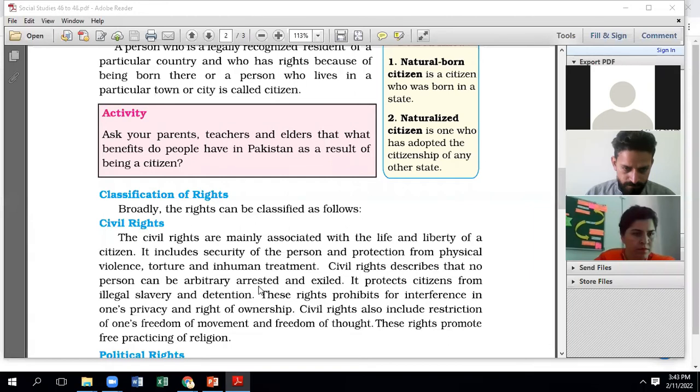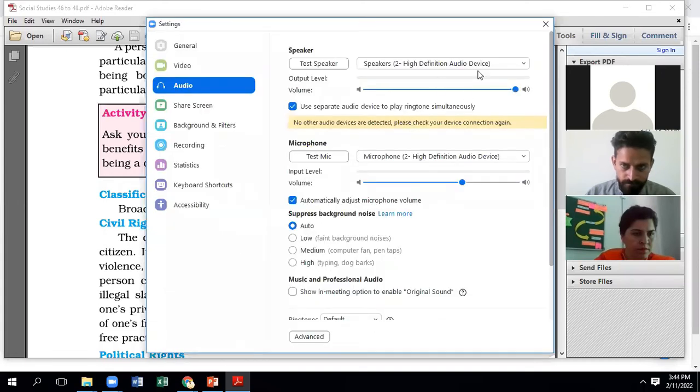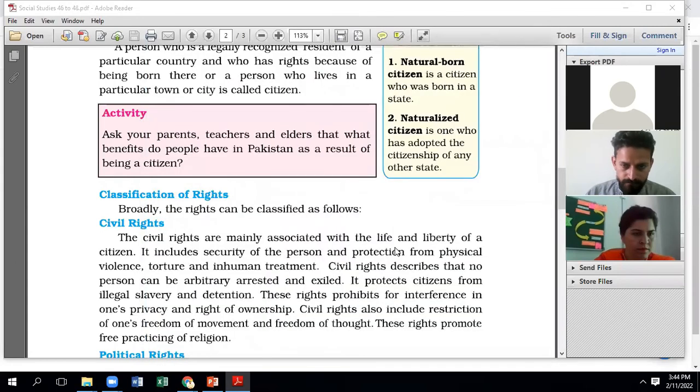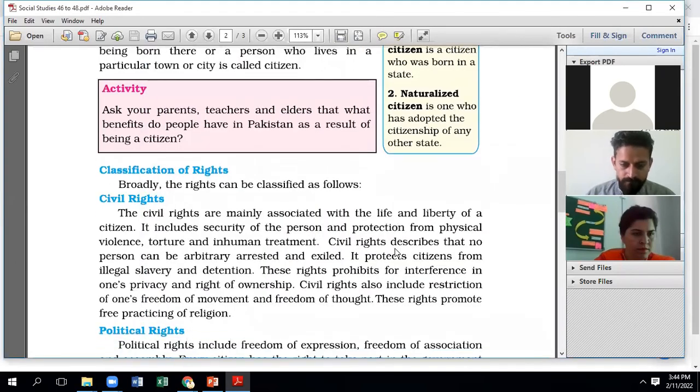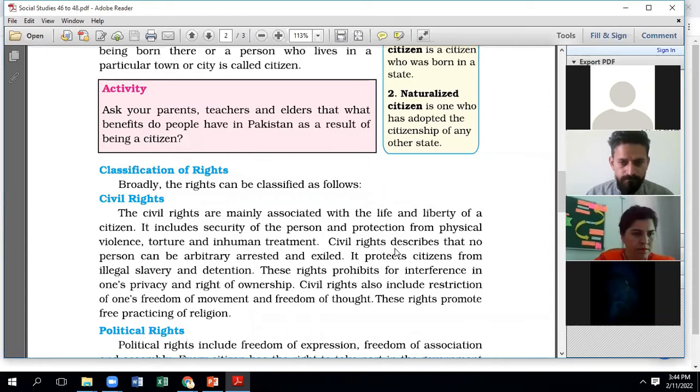Civil rights describe that no person can be arbitrarily arrested and exiled. It protects citizens from illegal slavery and detention. These rights prohibit interference in one's privacy and rights of ownership. Civil rights also include a restriction of one's freedom of movement and freedom of thought. These rights promote free practicing of religion. Political rights.